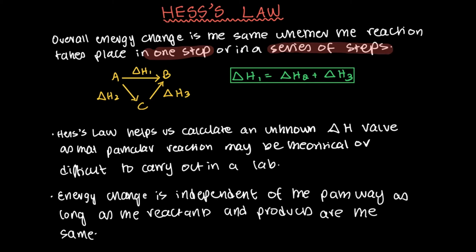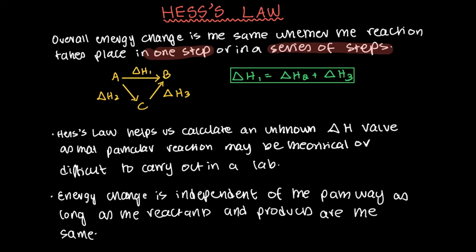For example, if you have A going to B, this is one reaction, A to B. Now you can go directly from A to B, and the delta H for this is going to be delta H1, or you can go from A to C and from C to B. At the end of the day, you're going from A to B, right? Whether you go directly or you go indirectly. So because of that, the overall energy change is going to be the same.